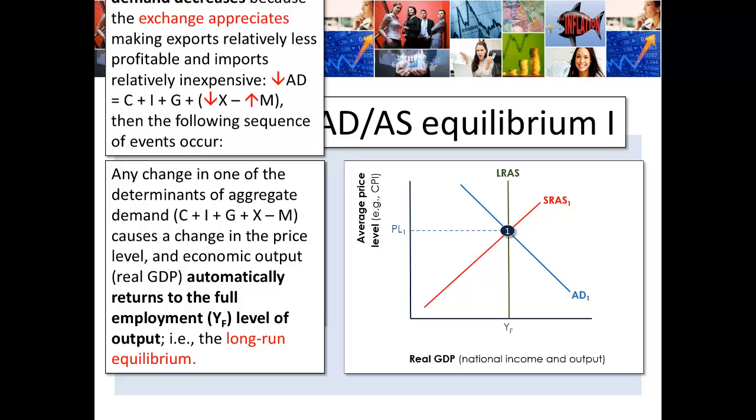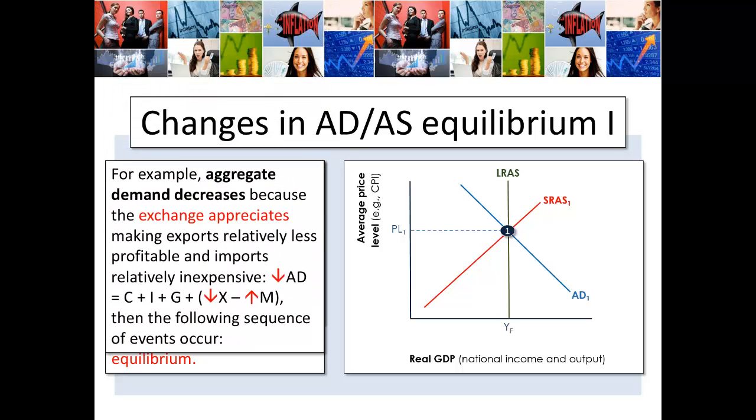Let's take a different example this time to one that we've looked at previously. This time we've got a change in aggregate demand, and this is occurring because the exchange rate is appreciating. That's making exports relatively less profitable and imports relatively inexpensive. This will decrease aggregate demand, because we've got exports decreasing and at the same time imports increasing.